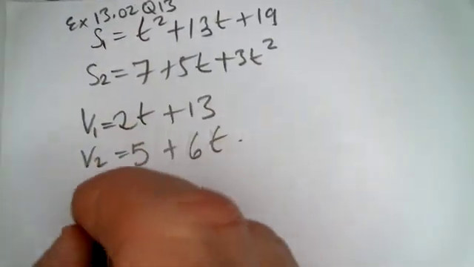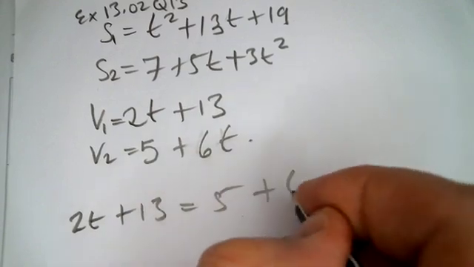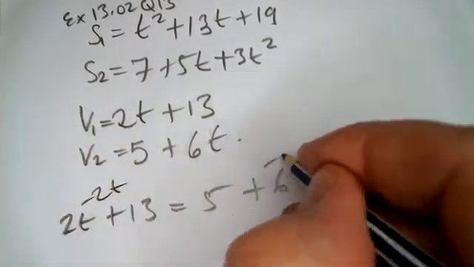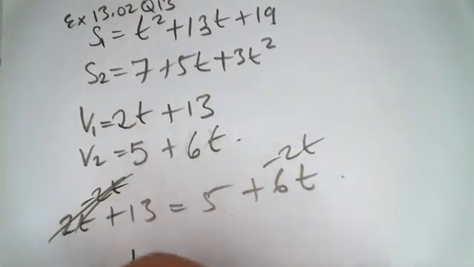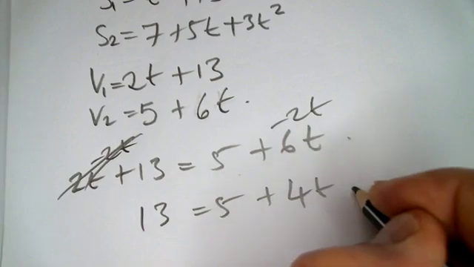All right, so now we can make these two equal to each other. And let's see how this plays out. So I've got 2t plus 13 is equal to 5 plus 6t. So I'm going to subtract 2t from both sides. So I've got 13 is equal to 5 plus 4t.